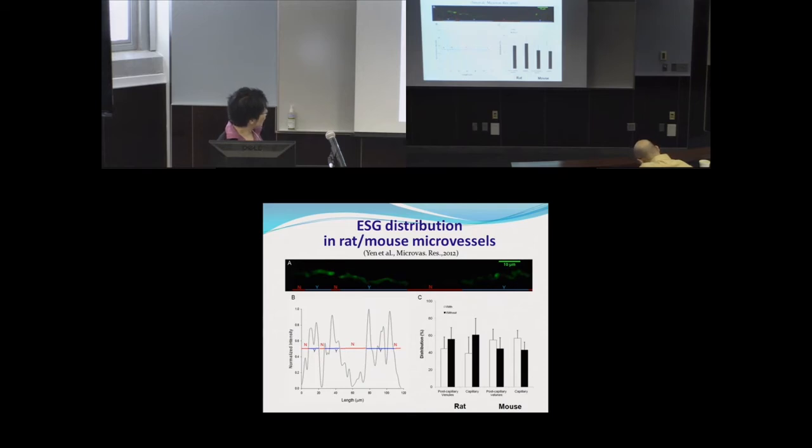So if we use this criterion, we find roughly for postcapillary venule and capillary in rat mesentery and mouse cremaster muscle, half of the vessel segments are covered with the surface glycocalyx and half are not. And roughly every 30 to 50 micron, you see a missing part.